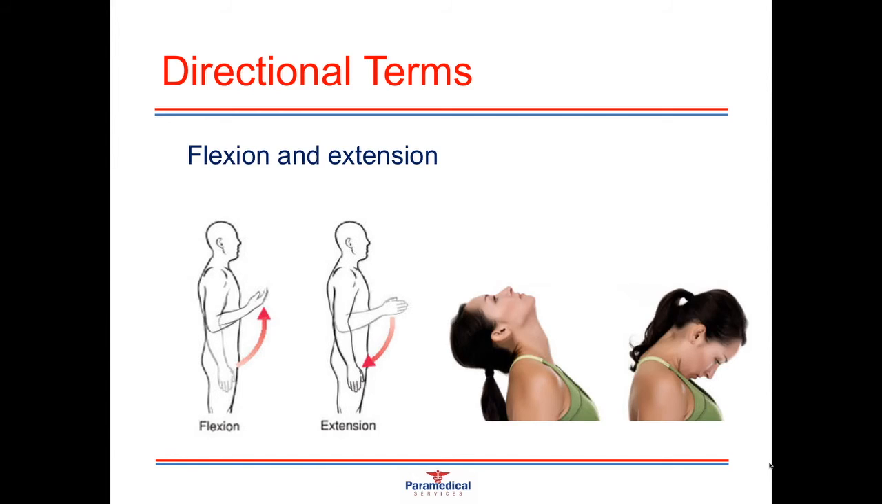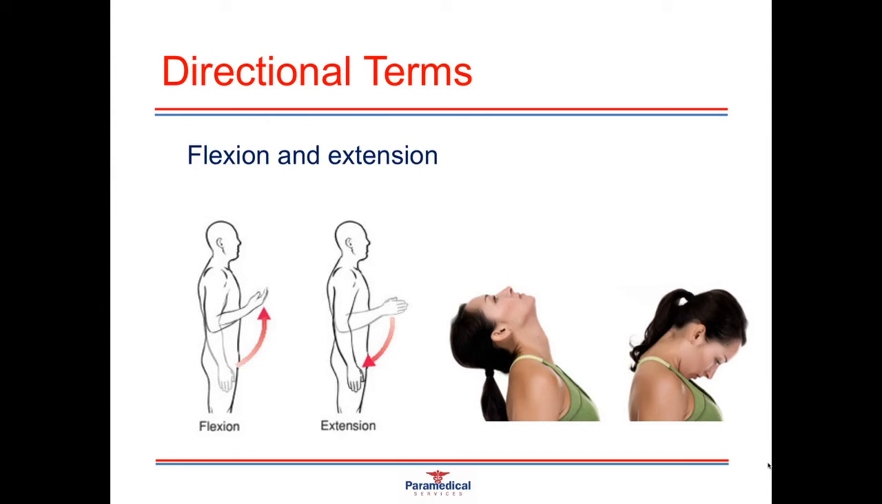The same can be used on other body parts, and we have a picture on the right-hand side of somebody moving their head backwards and forwards. Extension of the neck would be the neck moving right back and the head tilting backwards, and flexion of the neck would be the neck moving forward, so the chin to chest position.